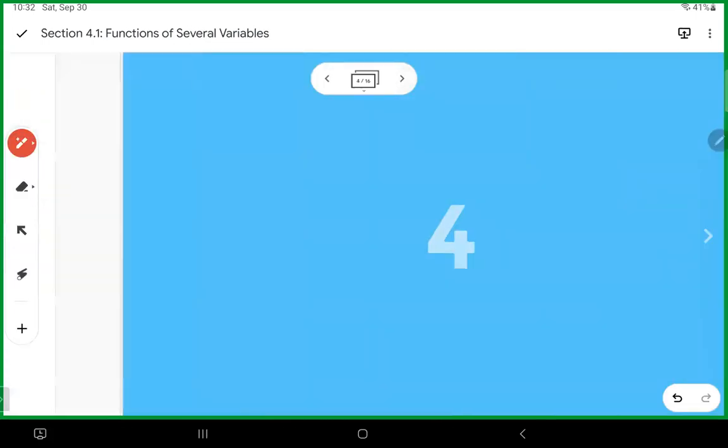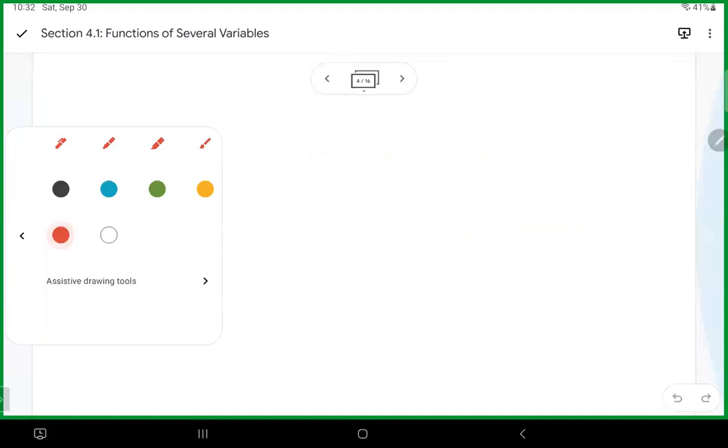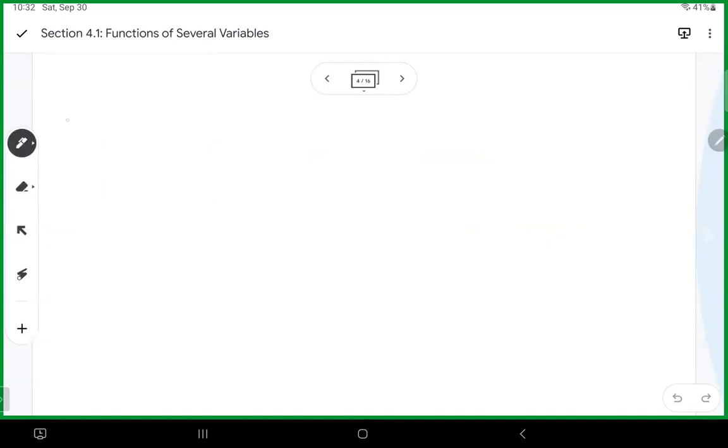let's just go to the next slide. I really don't want this stuff right now. What if I come up here and hit this? Oh, perfect. Look at that. Now we're finding domain. Not domain, range.